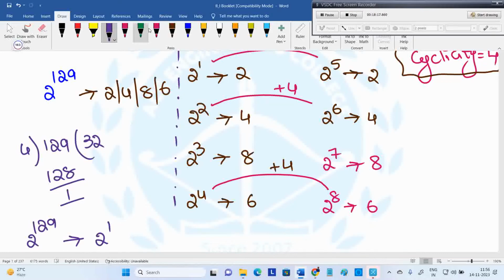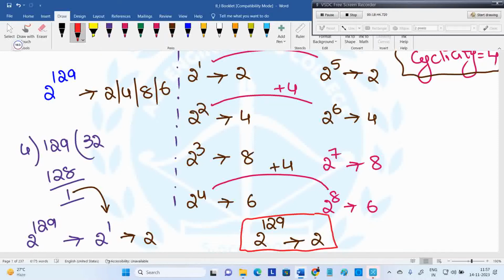This remainder should come into the power. Why I am dividing with 4 is because of cyclicity 4. Because of cyclicity 4, I am dividing power with 4. Then whatever remainder comes, you put it in the power. 2 power 1 means 2, right? So 2 power 129 definitely ends with 2. So the answer is 2.